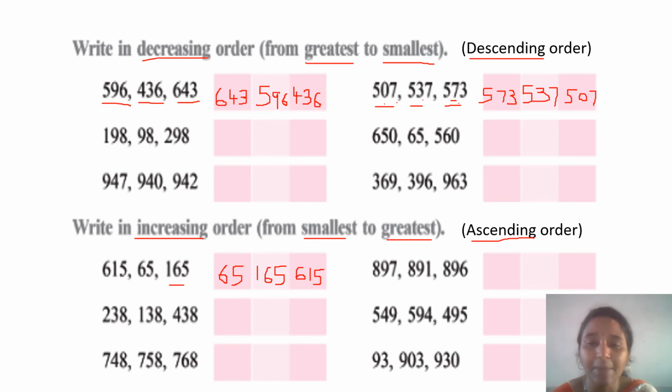See here, what are the numbers? 897, 891, 896. So all are in 800s. Now leave that and go to the tens place. Tens also all are having 9. So again leave it and we have to go to ones place. In ones place 7 is there, 1 is there and 6 is there. Which is the smallest number among 1, 7 and 6? 1, right? So I'll write my 891 over here.